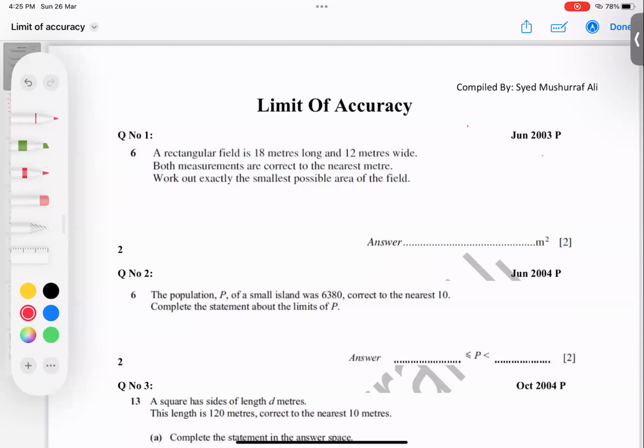Bismillahirrahmanirrahim. This topic is the limit of accuracy of the O Levels pattern.